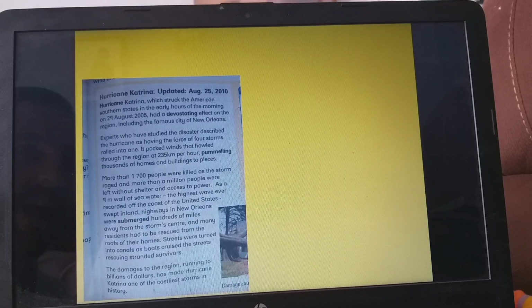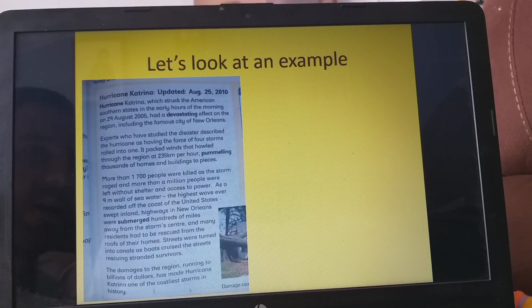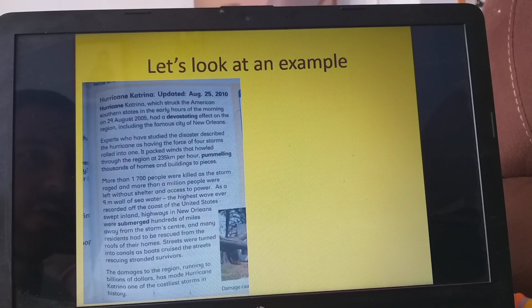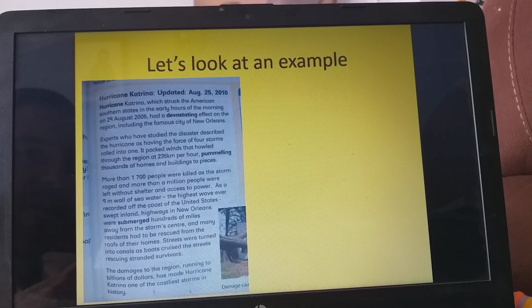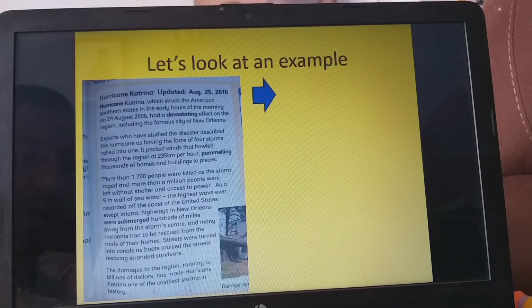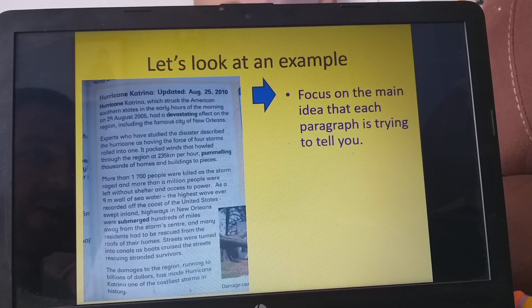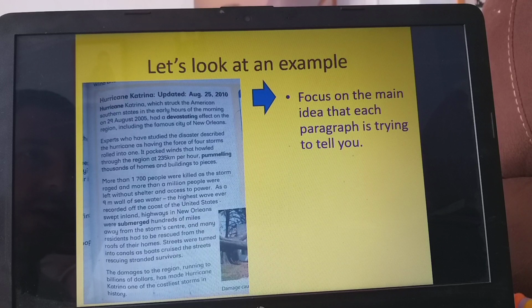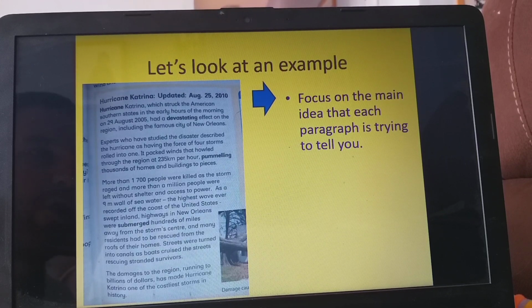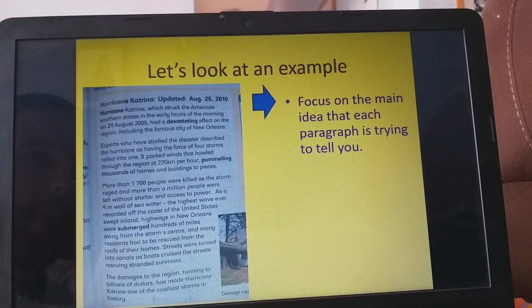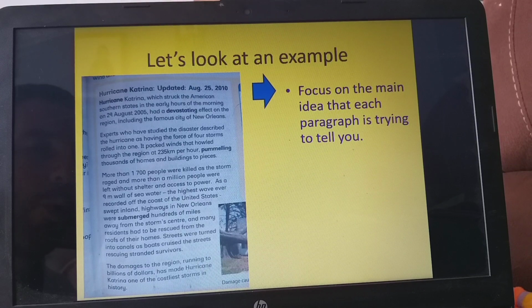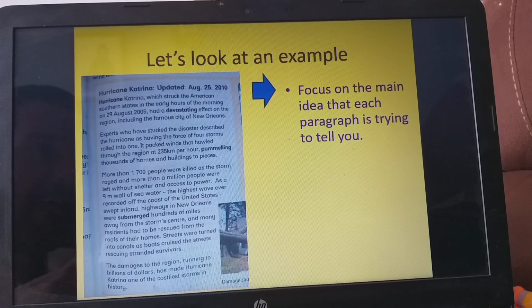So, there's our text again. Let's look at an example now. All right. So, as I said earlier, the first thing, focus on the main idea that each paragraph is trying to tell you. All right. So, as we already know, a paragraph usually has one main idea and then lots of supporting sentences. You need to decide which of those paragraphs, where is the main or what is the main idea in that paragraph, and then write it down in your own words.